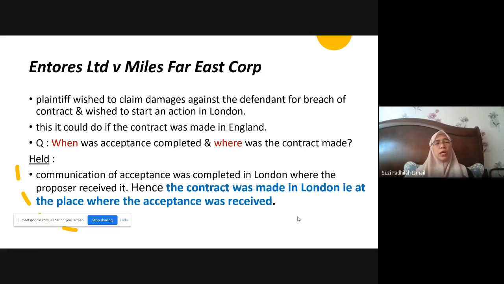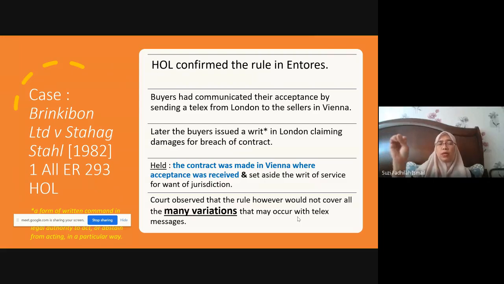So the court held that communication of acceptance was completed in London, where the proposer received it. Because the proposer, the one who makes the proposal, was in London. So he received it in his place in London. So that's why the contract was made in London, that is at the place where the acceptance was received. Because in this case, the offeree was arguing, actually we are the ones who stand in Amsterdam, so actually the jurisdiction falls under Amsterdam. It is always a problem whenever it involves two countries. We have to choose the correct jurisdiction. Cannot be lax on jurisdiction.